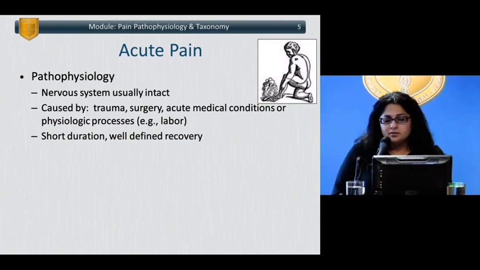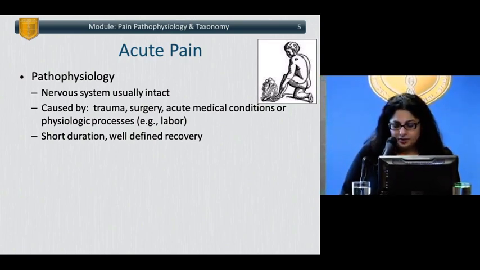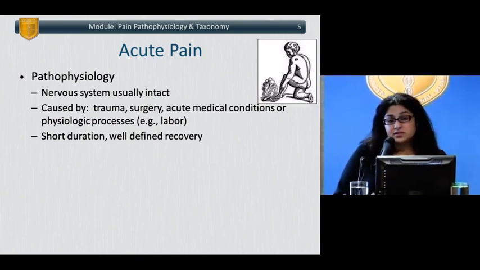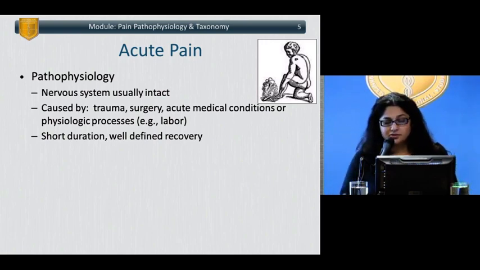Acute pain sometimes is defined by the duration. For the most part, acute pain is considered short duration and resolves once tissue has healed. So it does have a defined recovery time period. There is no actual insult to the pain processing system, so it's considered that the nervous system is usually intact, and it can be caused by multiple etiology. It can be related to trauma, to surgery, or acute medical conditions, for example, myocardial infarction and anginal pain, or from a physiological process such as labor.